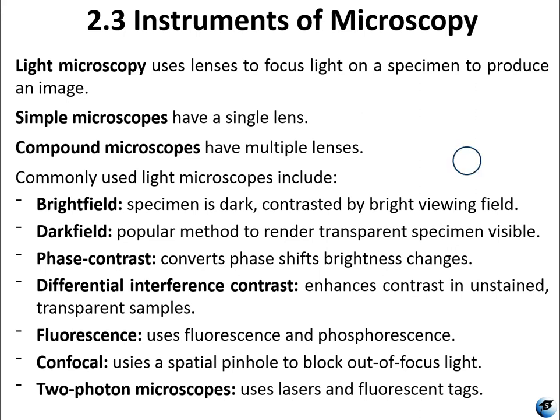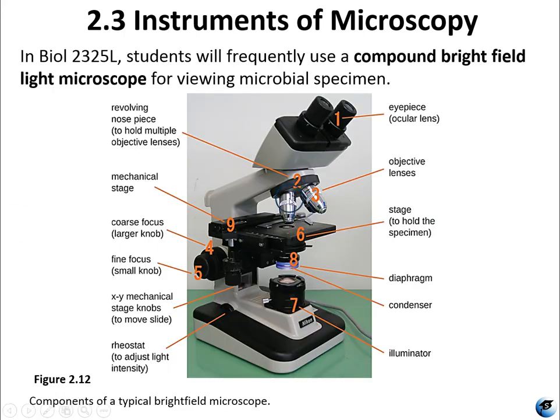In the lab, we use bright field microscopes. In fact, it is a compound bright field light microscope. So we have several lenses. These are objective lenses here that have different levels of magnification, different levels of numerical aperture. And we have ocular lenses here. Of course, this is the stage where you put your specimen, and you have your iris and a condenser.